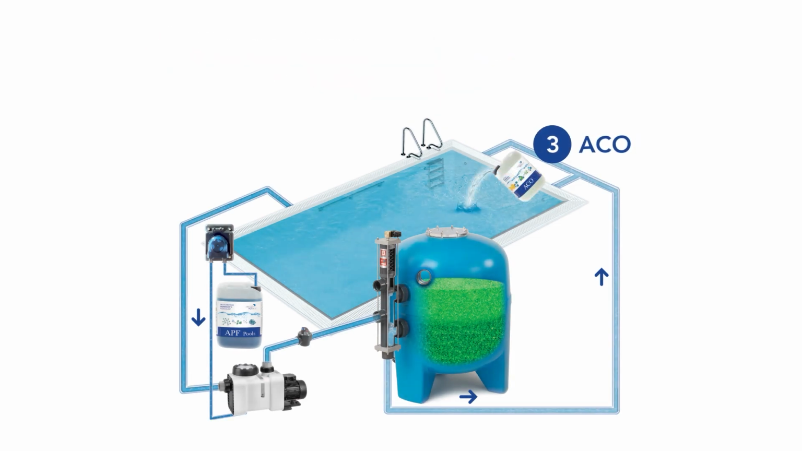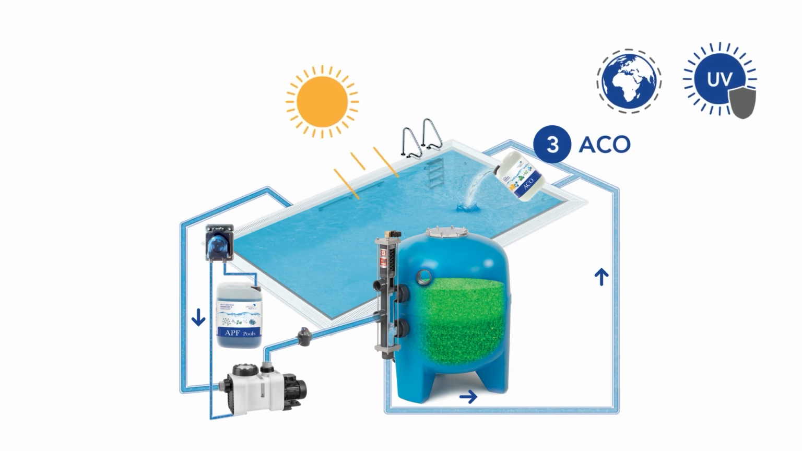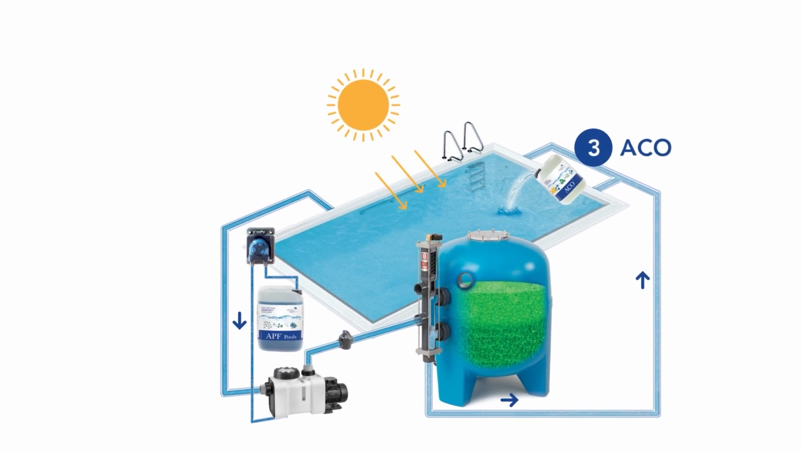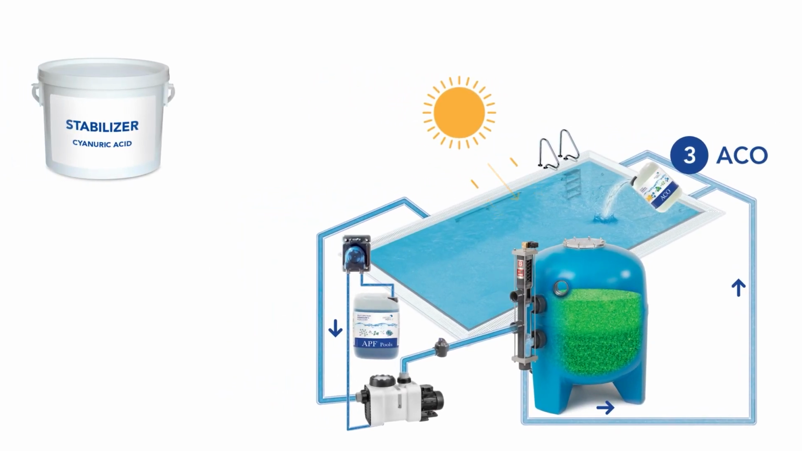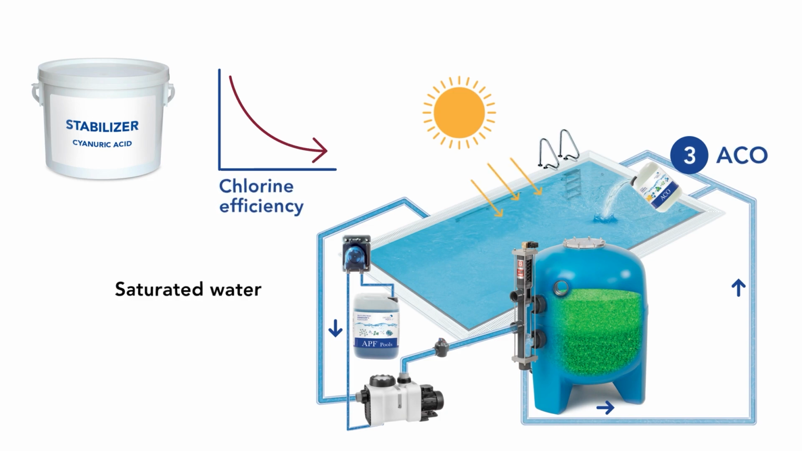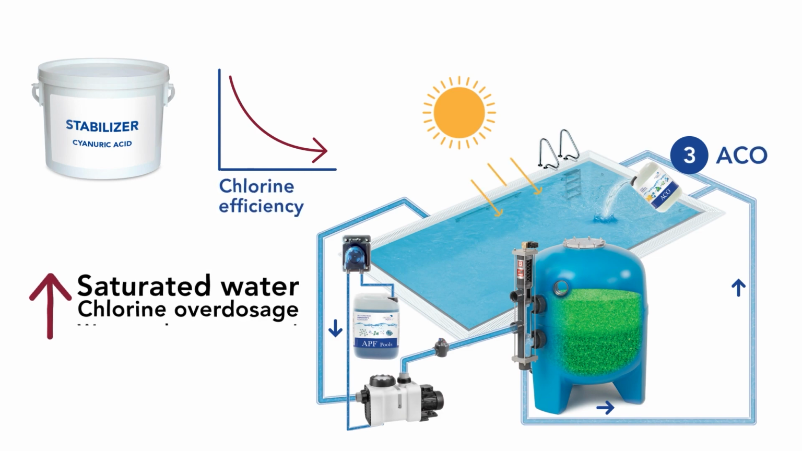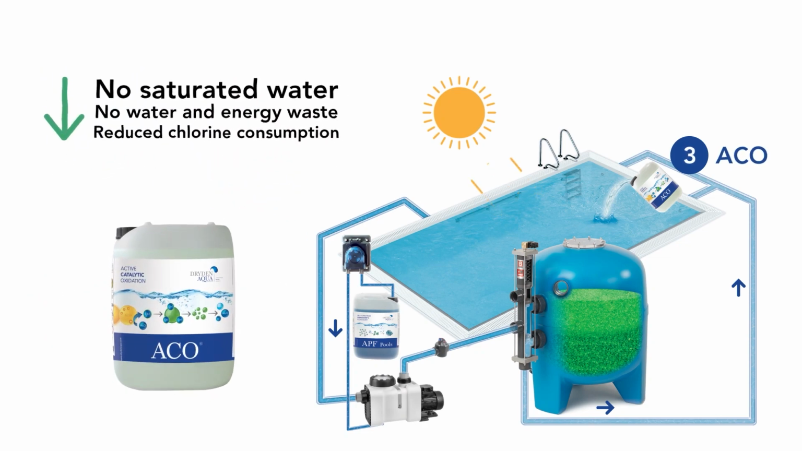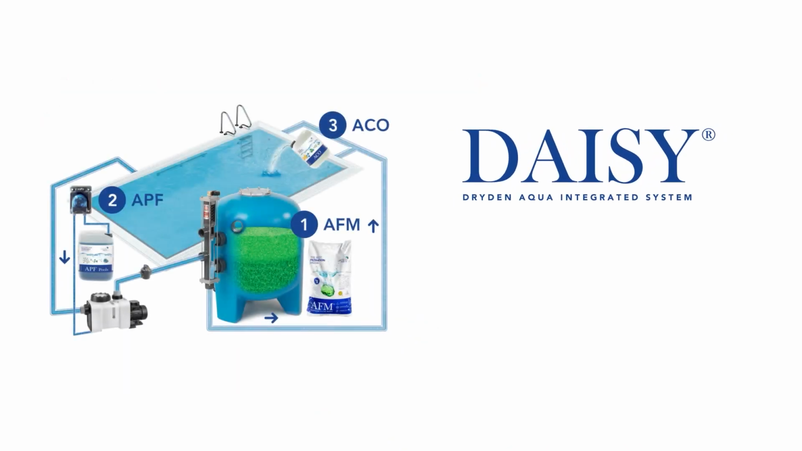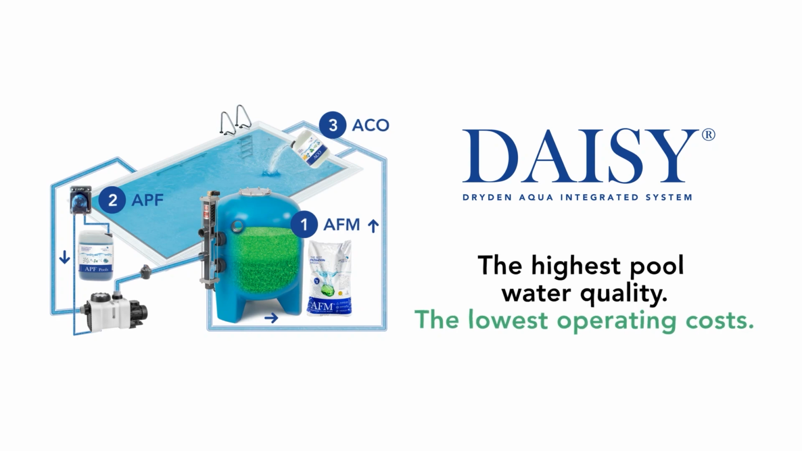Use ACO, a natural and eco-friendly alternative to traditional stabilizers, suitable for all pool water treatments. Traditional chlorine stabilizers, such as cyanuric acid, have the major drawback of reducing chlorine effectiveness. After a few weeks, pool water starts to become saturated, resulting in unnecessary chlorine overdosage and the need to replace the pool water. ACO completely avoids these problems, protects chlorine from the sun without reducing its effectiveness. DAISY, the highest pool water quality with the lowest operating costs.